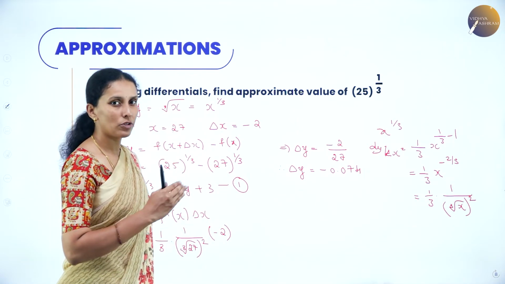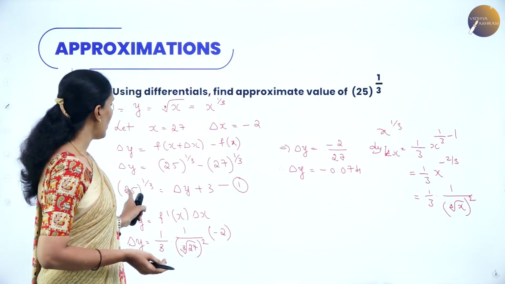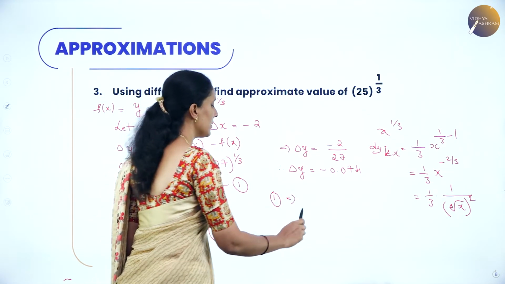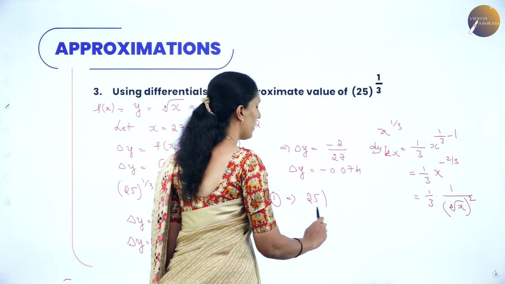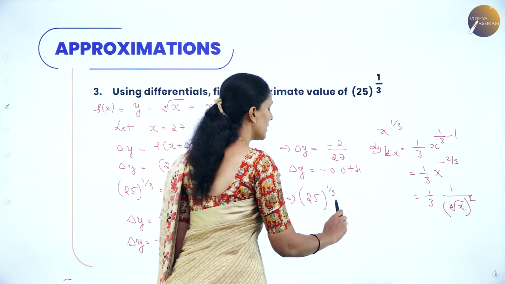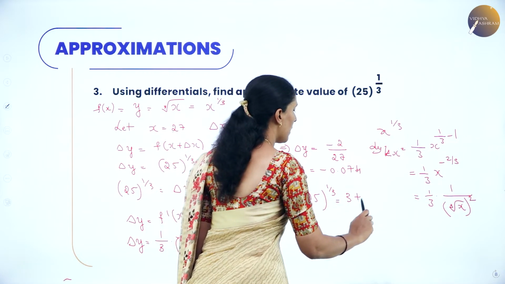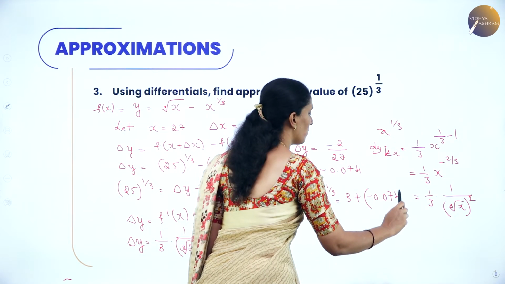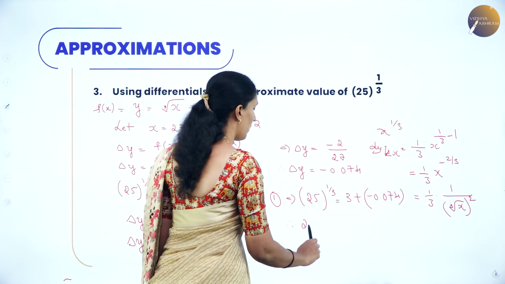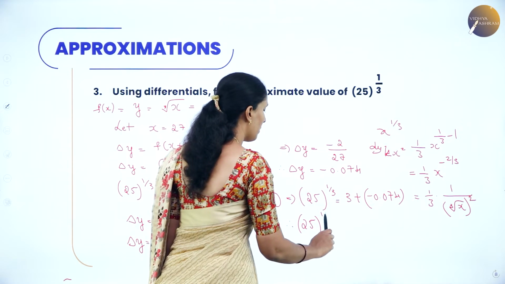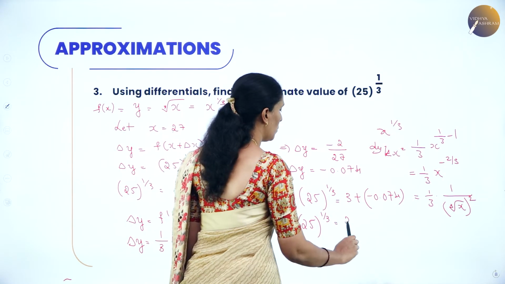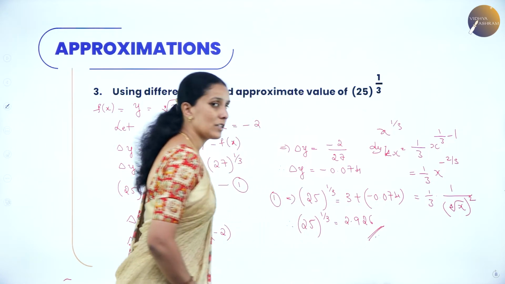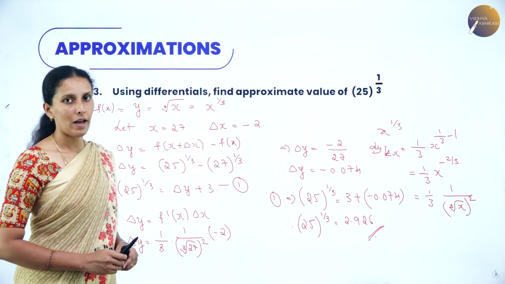Now we got delta y as minus 0.074. We can take up to 3 or 4 decimal places. Now let us substitute in 1. So this implies 25 to the power 1 by 3 is equal to 3 plus minus 0.074. Therefore, 25 to the power 1 by 3 is equal to 2.926. So this is the approximated value.